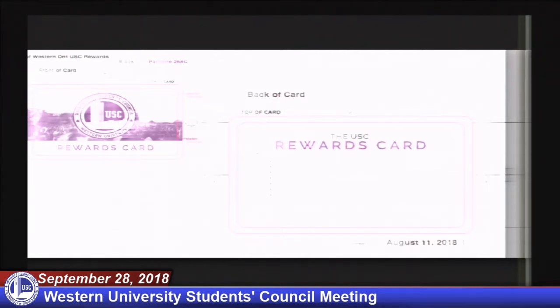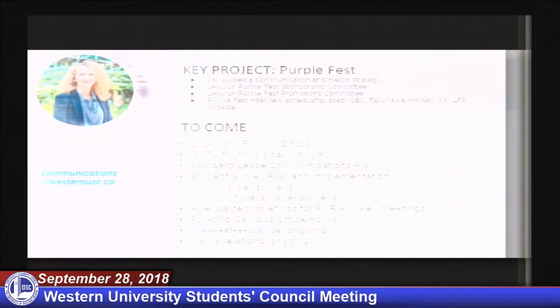So this is the rewards card. I can show it to you in person if you'd like. I'm working with our marketing co-op student to do a rollout plan for what the rollout for the rewards card looks like. So the key project that I was a part of was obviously Purple Fest.